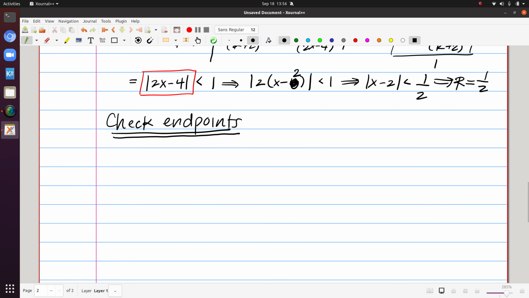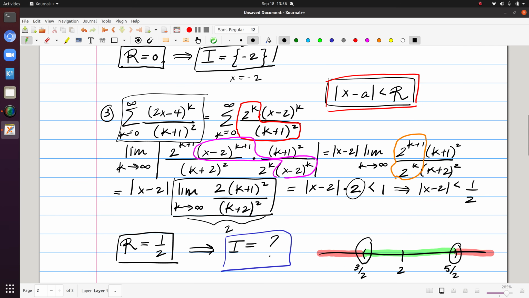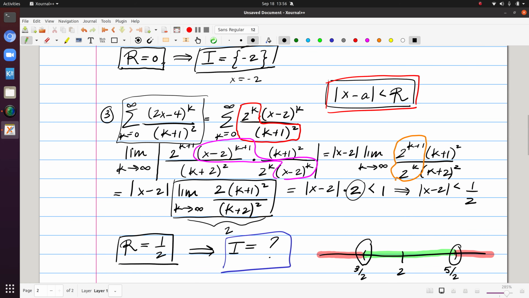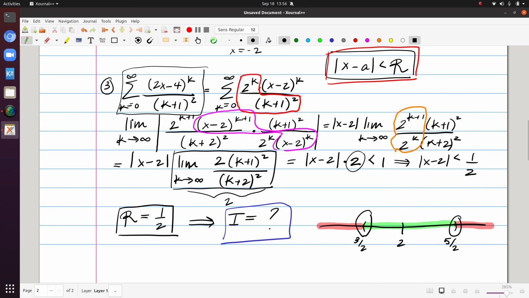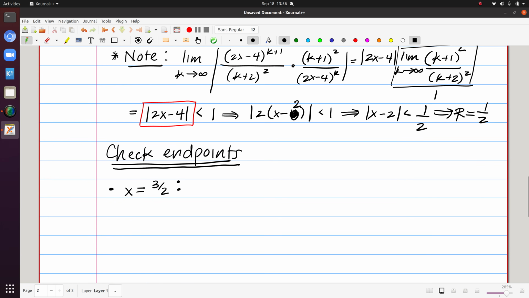So checking my endpoints, what does that mean? So one of the endpoints was x equals 3/2. What I want to do is go back to my original power series, and in fact you can look at it in either the original form or the simplified form. And what I want to do is plug in the value of x that the endpoint gives me. So if we do that, let me use the simplified version.